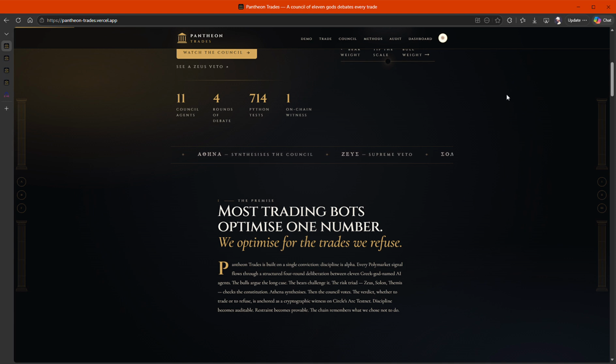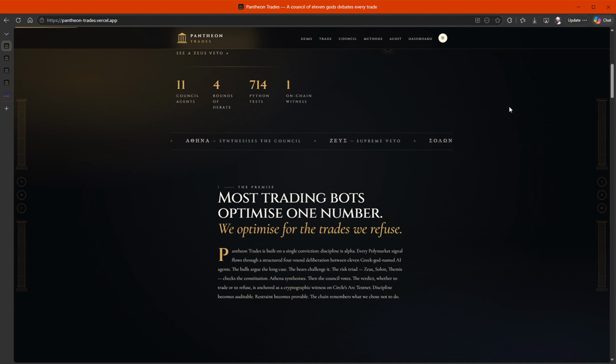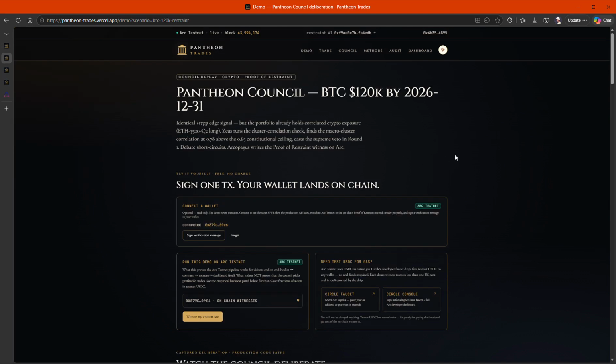You will not be able to see that over here, at least for now. And the refusals are witnessed on the ARC testnet. The accountability is the actual product. Now, let's go on to the demo.